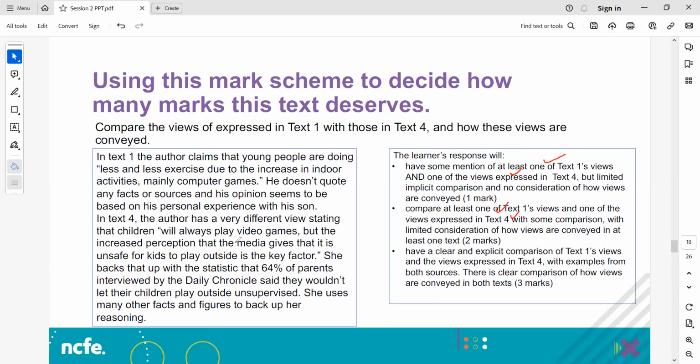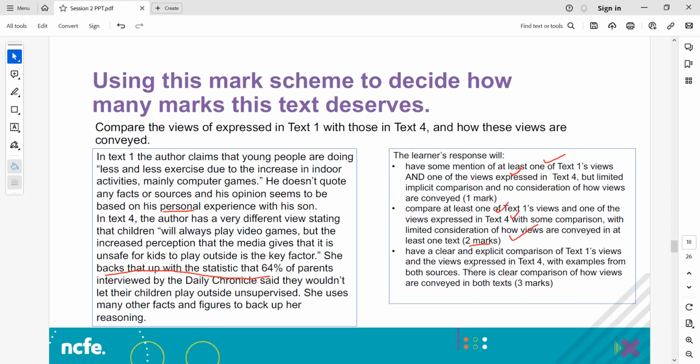Does the person who's written this answer, have they considered how the views are conveyed? So whether that's personal, informal. The first one is a personal opinion, he said, and the second one is backed up with statistics. That means fact. Yes, so we've definitely got some consideration of how they are conveyed as well. So there's definitely 2 marks. Let's see if we can get the full 3 marks.